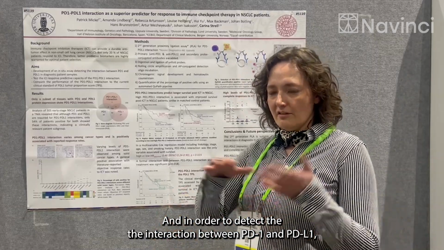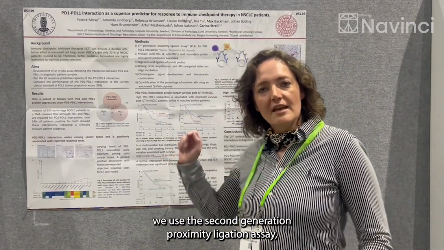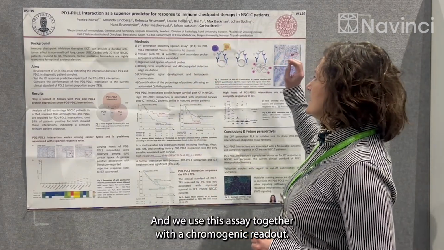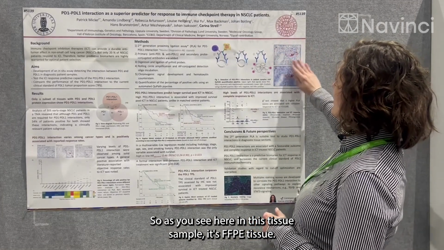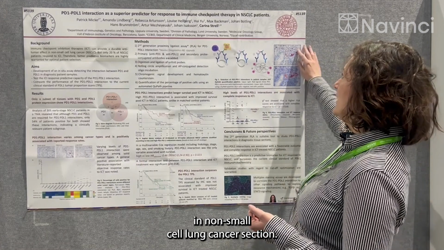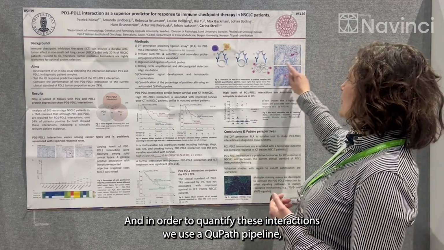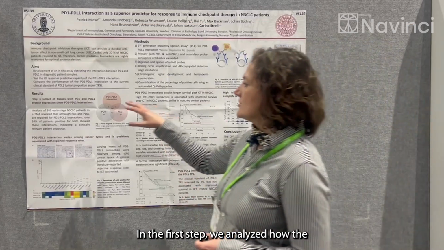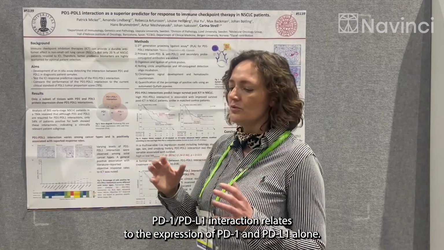In order to detect the interaction between PD-1 and PD-L1, we used the second generation proximity ligation assay, which is now available through NaVinci Diagnostics at Uppsala University. We use this assay together with a chromogenic readout. As you see here in this FFPE tissue sample, the red signal indicates the interaction of PD-1 and PD-L1 in a non-small cell lung cancer section. To quantify these interactions, we use a QuPath pipeline, which gives us the number of positive cells per sample.